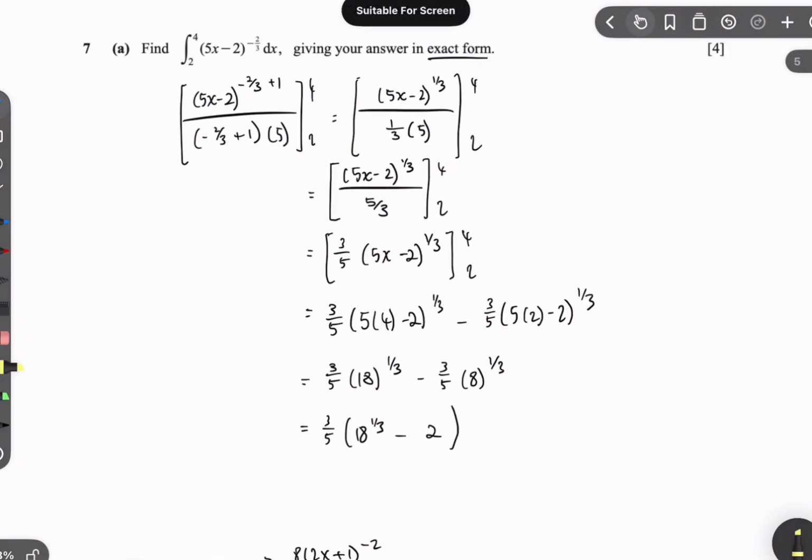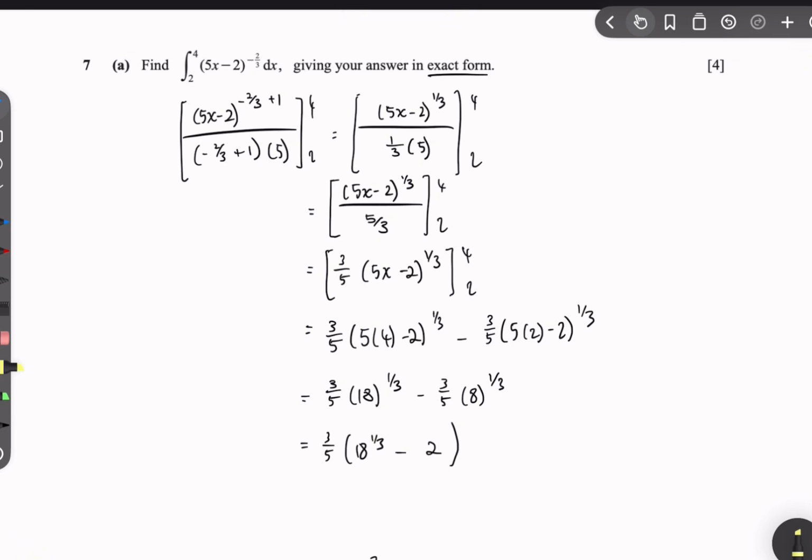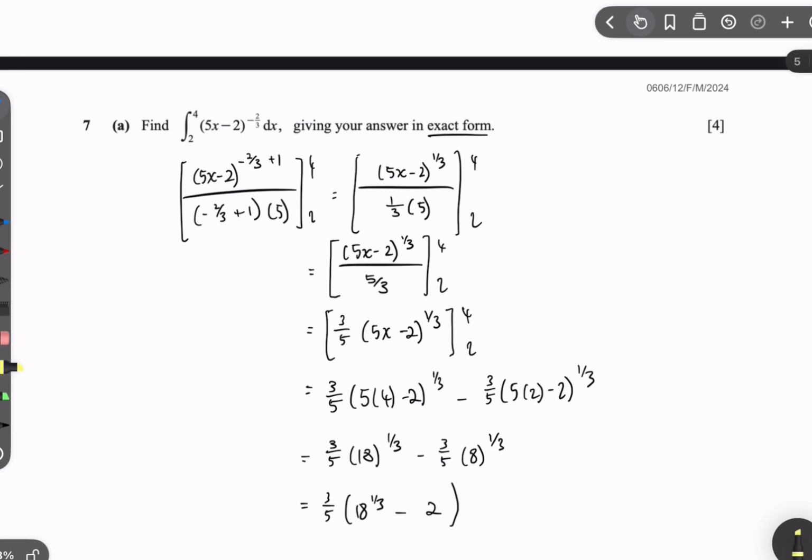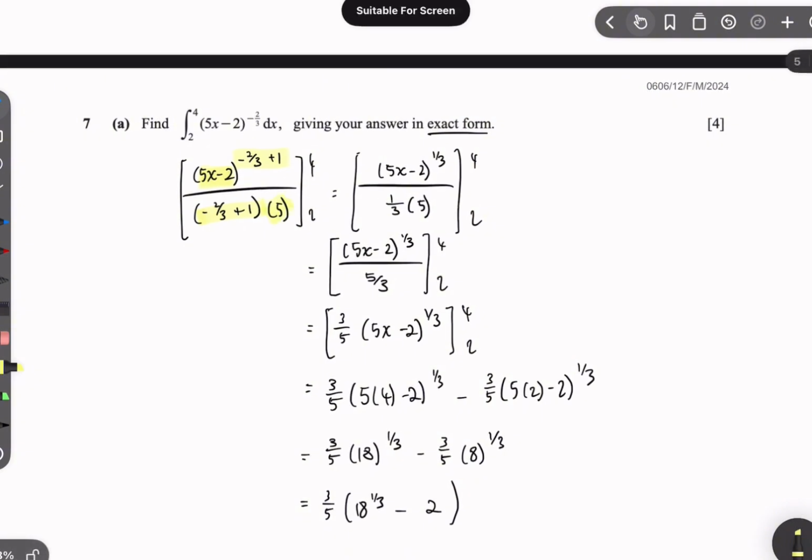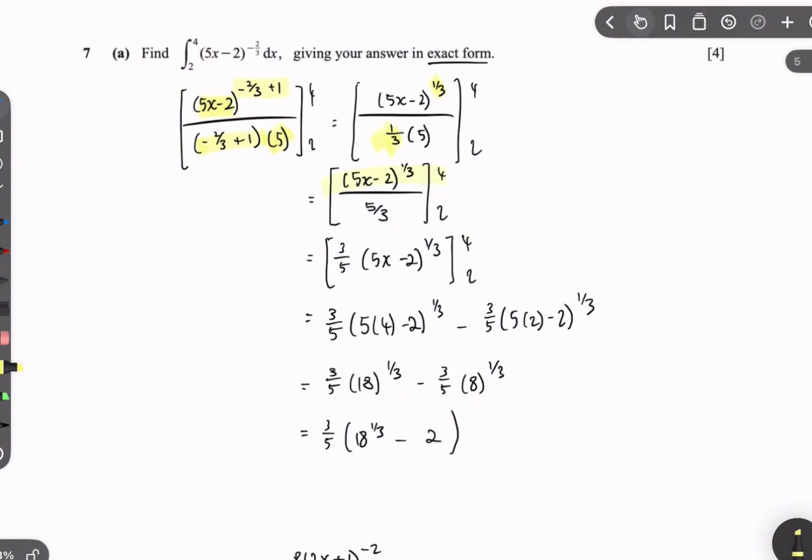Okay, last question. Find integration of this, giving your answer in the exact form. Okay, so this is relatively straightforward. You just add 1 to the power because it's integration. So you add 1, and then when you integrate, you need to divide by the new power, so it's this, and then multiply the denominator by the differentiation of this value, so it will be 5. So yeah, multiplied. And then we will simplify this part a bit. So the new power is 1/3, and yeah, you simplify further.